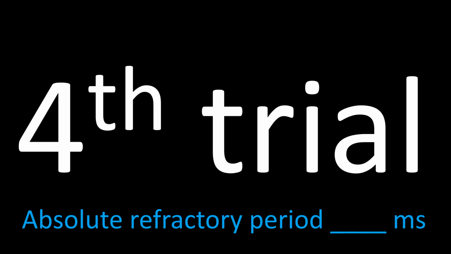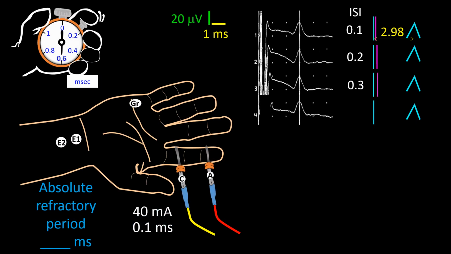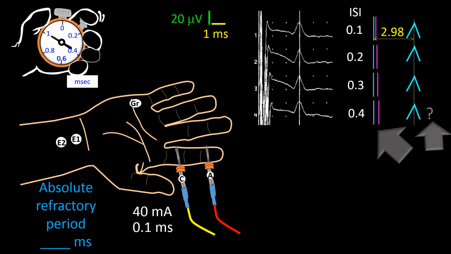Now we go to the fourth trial. The parameters remain unchanged, and the first stimulus produces a potential with similar characteristics of amplitude and latency as the prior one. Now let's look at the stopwatch, indicating that the timing for the second stimulus is 0.4 milliseconds. Again, as you can see, this is reflected on the right side of the frame. And again, no potential is triggered.